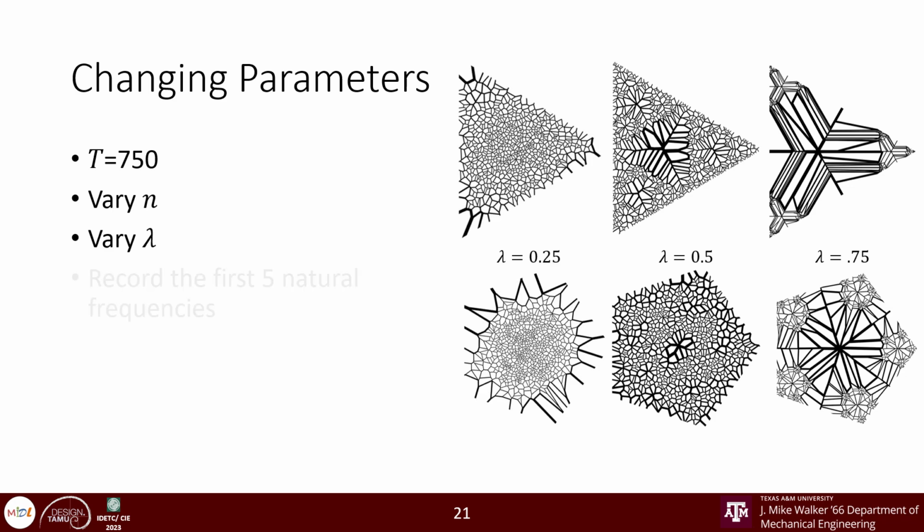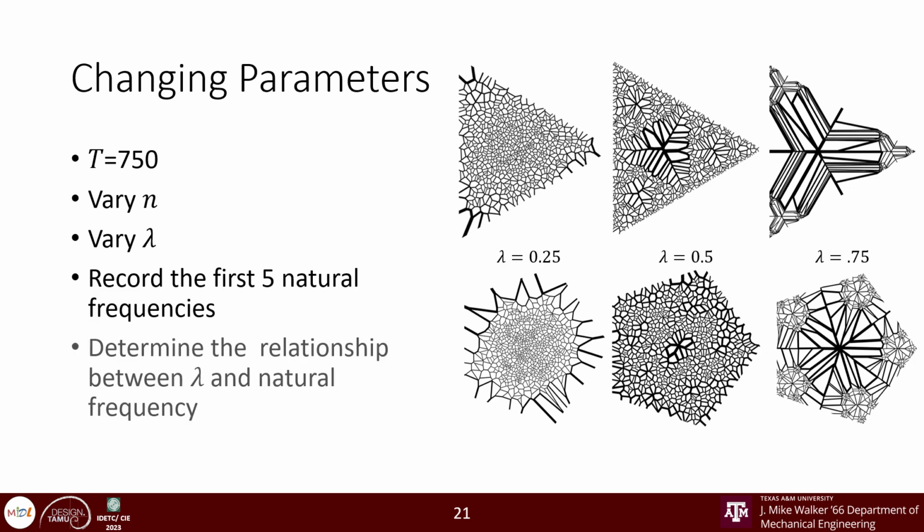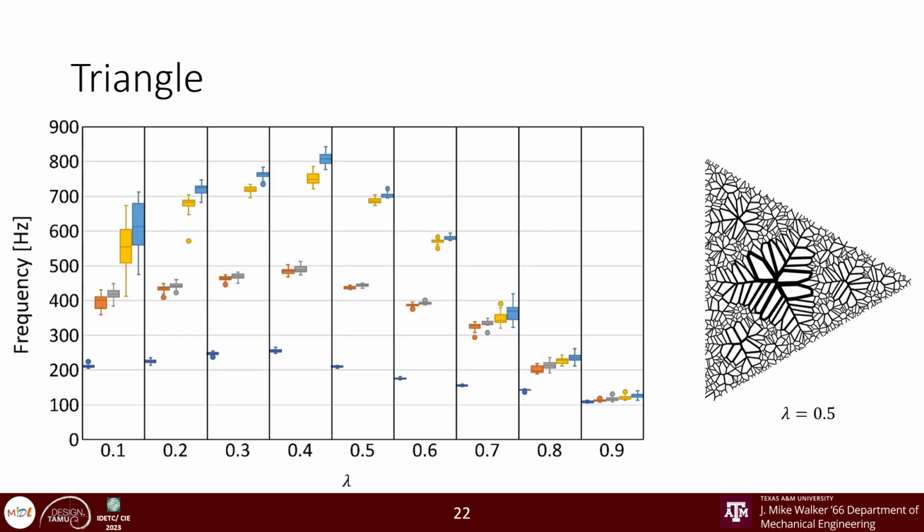Using these parameters, we only look at the first 5 natural frequencies, with the goal of determining the relationship between fractional distance and natural frequency. So let's first look at the triangle. First, let me explain this graph.